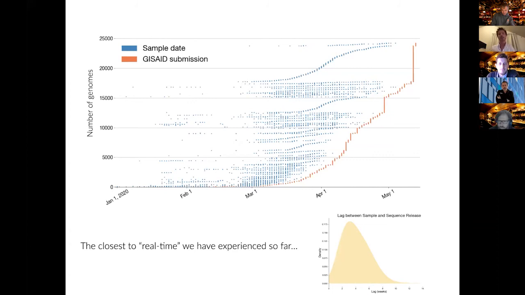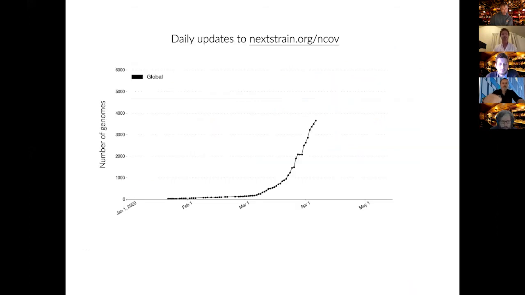We're seeing a lag of about 2 to 6 weeks between sample collection date and the sequence being made available publicly. But I think it's fair to say that this is the closest to real time that we've experienced so far, especially on this kind of scale. And if you look at the vertical axis and the number of genomes, and even just the shape of the graph, it's heading up really quickly. We're up to about 25,000 genomes, which is fantastic.